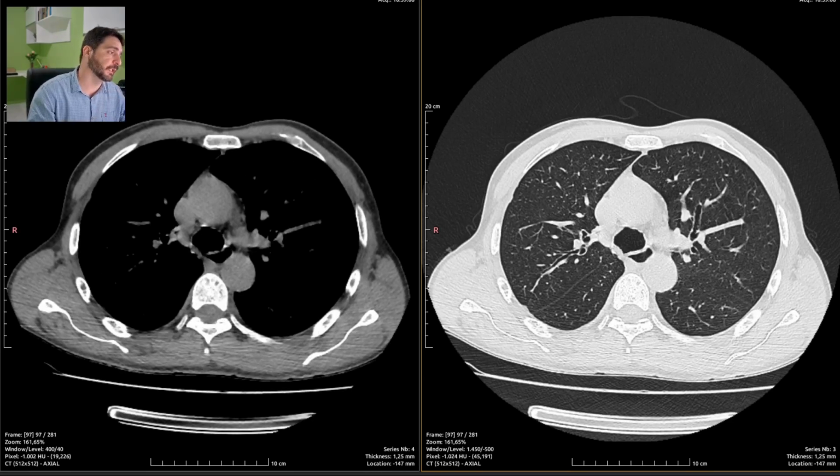No pleural effusion, but there is a thickening of the pleural surfaces on the right. Non-calcified pulmonary micronodules that reach 6 millimeters of diameter.